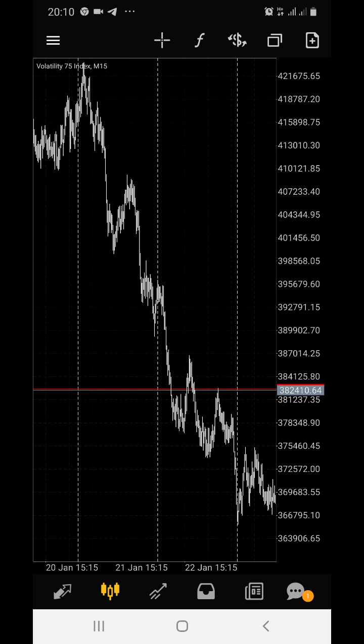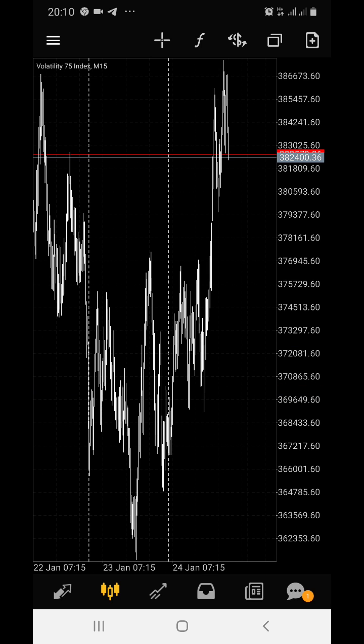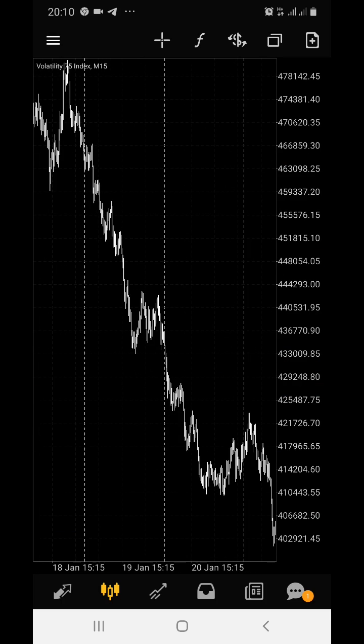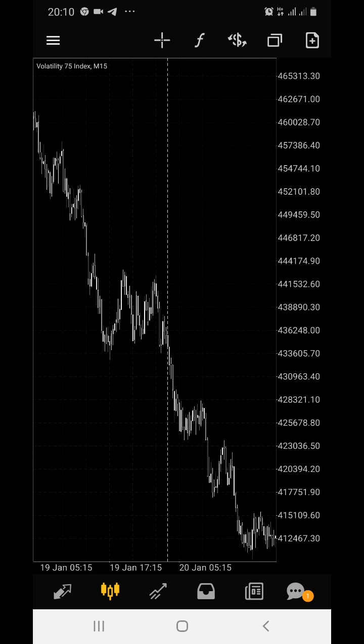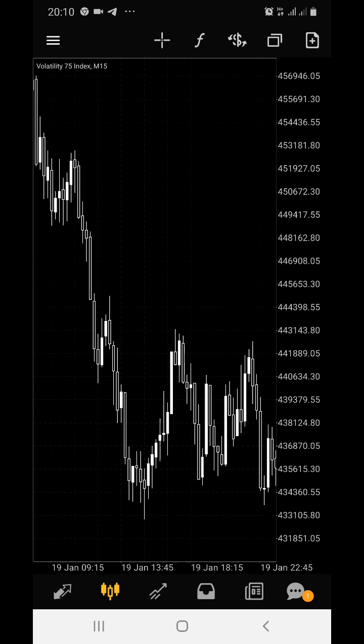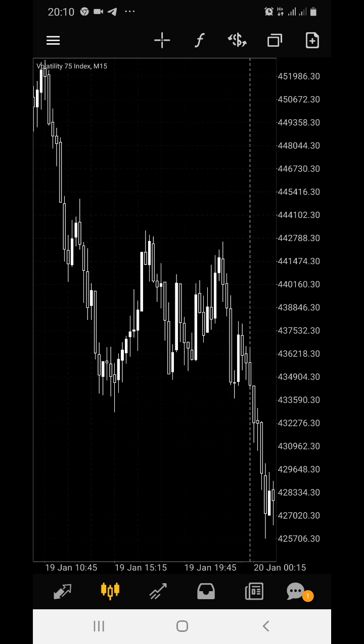Now, let us look at how V75 can be analyzed quickly. Then we can see the changes that we are having from the last setups to the present setups that we are now having in 2020. So the first thing I want to talk about is concerning the changes in movement of V75.